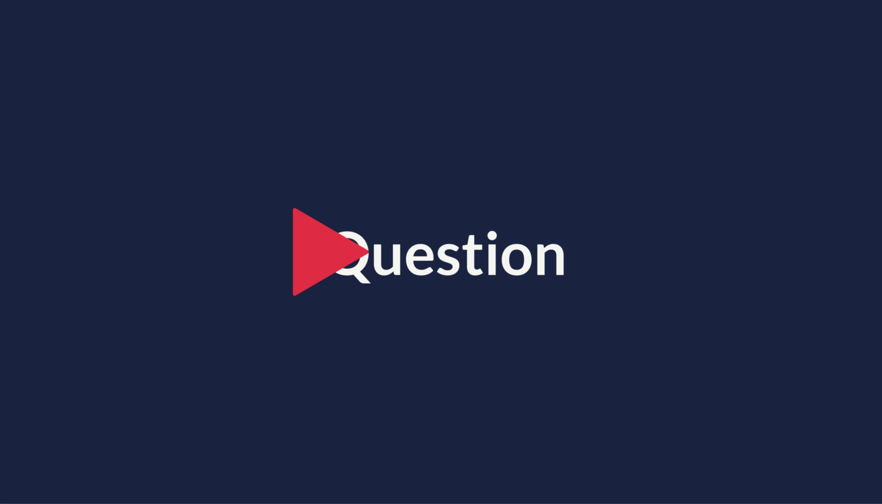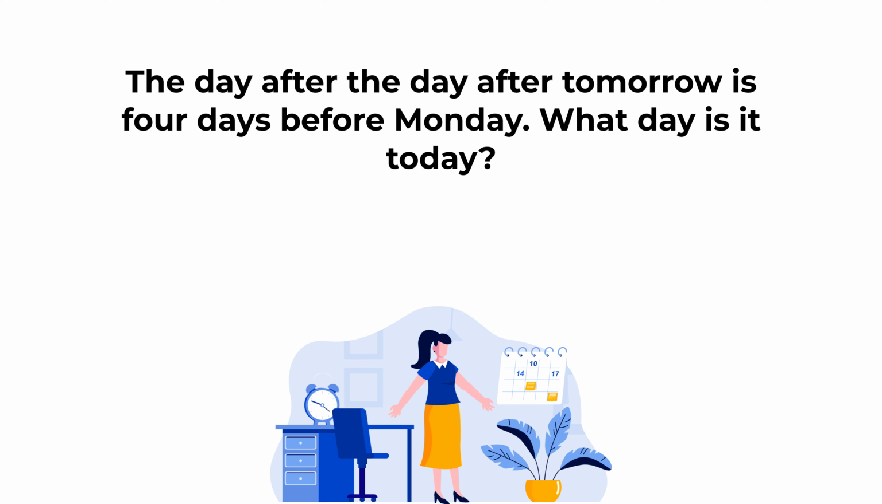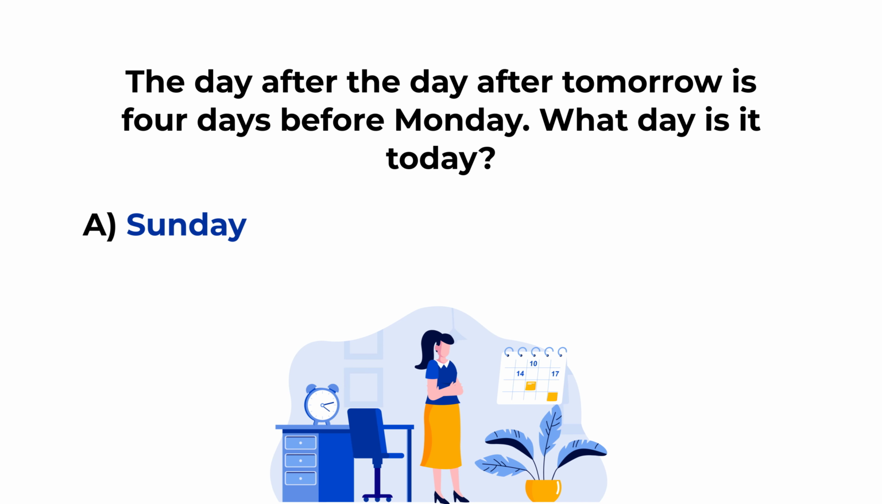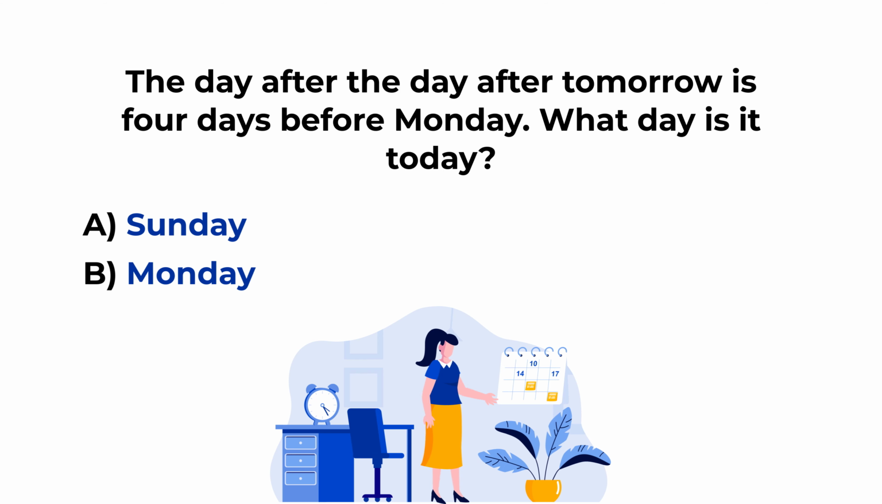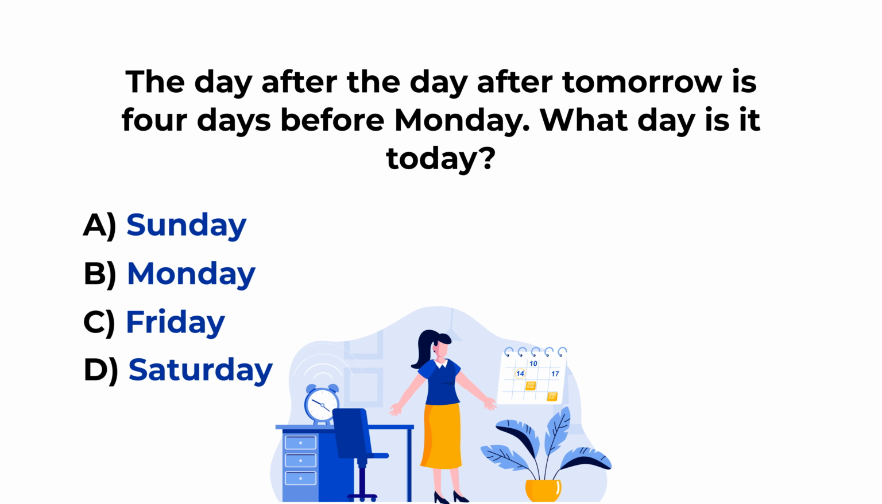Here's the practice problem for you. The day after tomorrow is 4 days before Monday. What day is it today? You have 4 different choices. Choice A, Sunday. Choice B, Monday. Choice C, Friday. Choice D, Saturday. Feel free to pause this video to see if you can come up with the solution.